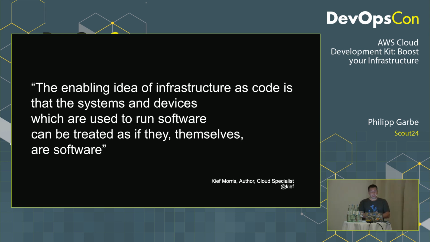Here I want to quote Keith Morris, who also wrote a book about that, for the definition of infrastructure as code. So he said the enabling idea of infrastructure as code is that the systems and devices which are used to run software can be treated as if they themselves are software. So if you think about that, the stuff that runs our software should be treated also as software. When you think about your EC2 instance, for example, or a load balancer, as software, it has an API, you can easily create new instances, you can remove them, you can change properties and so on.